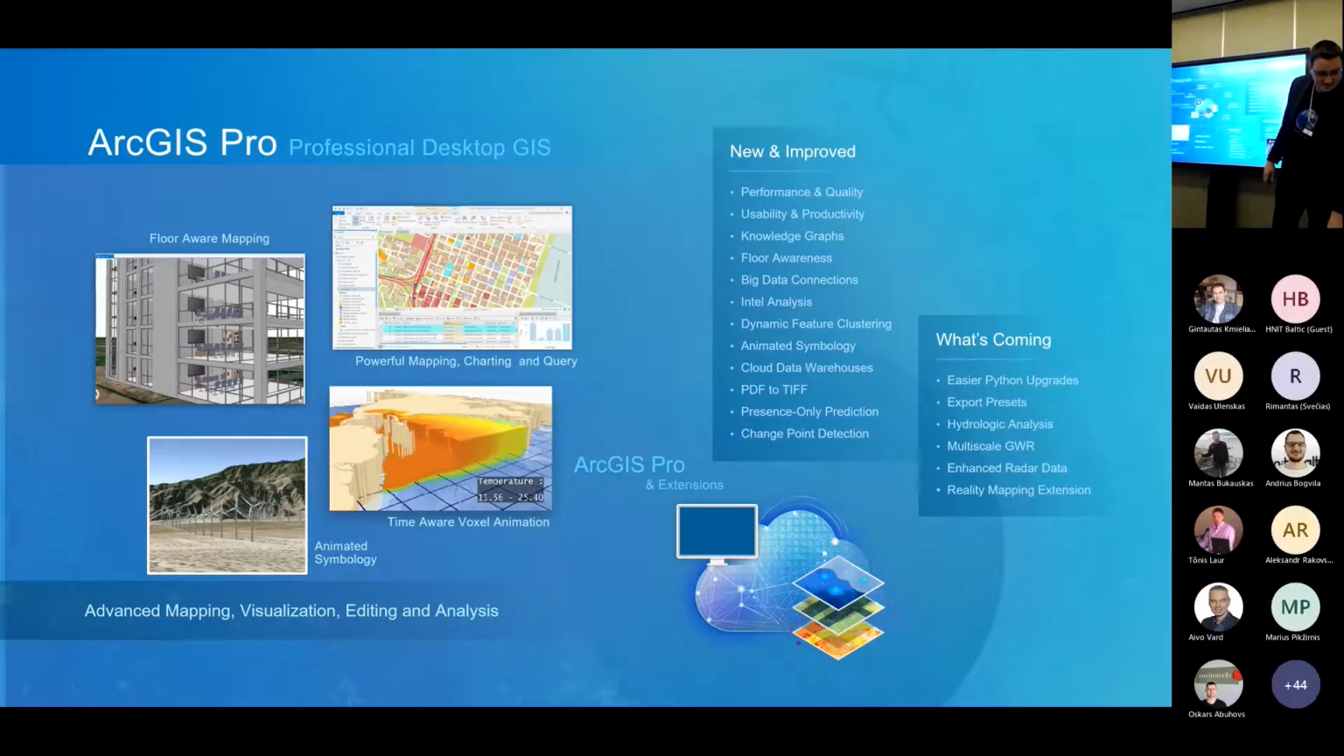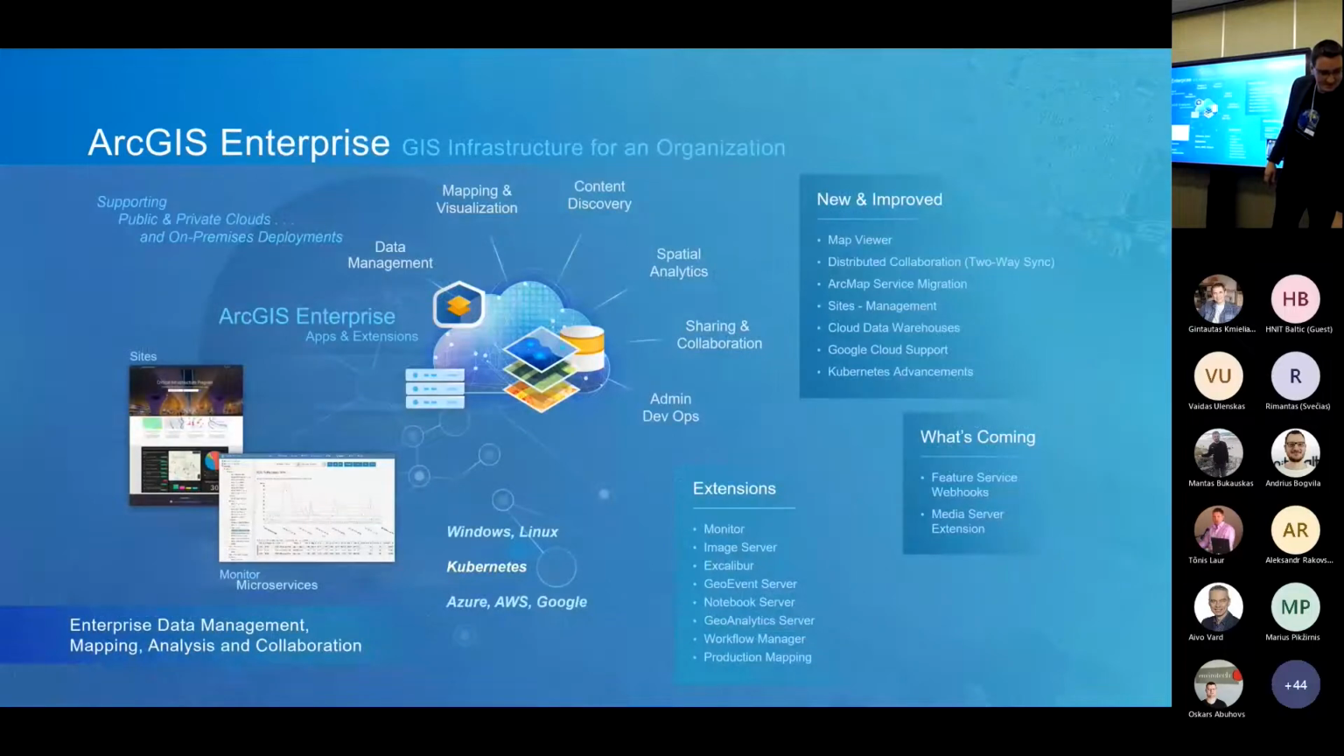Then we have ArcGIS Enterprise, which is the central part of your GIS system, which means there is the data management part, there is the possibility to share your data, find your data, analyze, and also administer. ArcGIS Enterprise can be installed on Windows, Linux, and also, as a new possibility, Kubernetes.